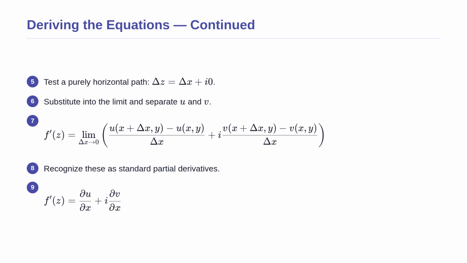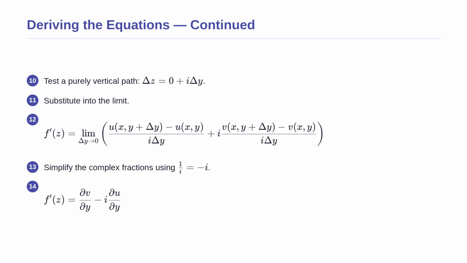By grouping the real parts together and the imaginary parts together, a beautiful pattern emerges from the algebra. These two separate limits are exactly the standard calculus definitions of partial derivatives. The first fraction describes how u changes as only x changes, and the second describes how v changes as only x changes. This gives us our first complete expression for the complex derivative, calculated by moving horizontally.